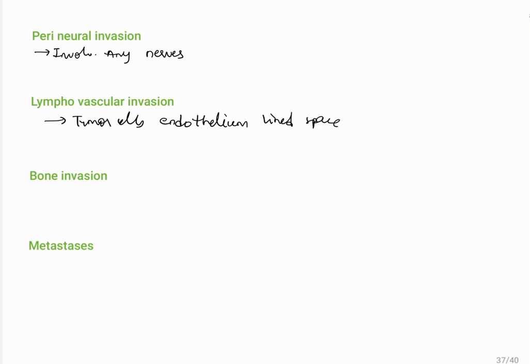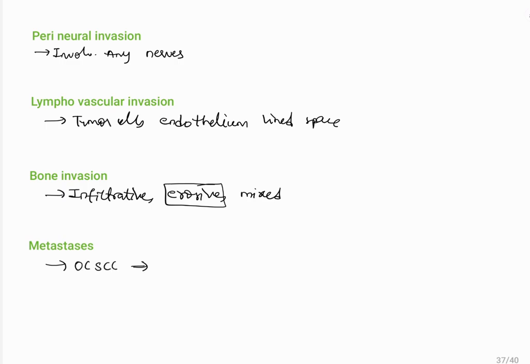The bone invasion of a tumor can be of different patterns like infiltrative pattern, erosive, or mixed. Most of the oral cavity cancer are of erosive type pattern. Metastasis: the oral cavity squamous cell carcinoma majorly metastasizes to level 1, 2, and 3 lymph nodes of neck. This was about pathology of oral cavity cancer.